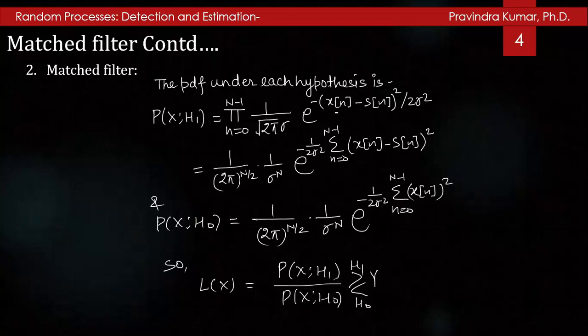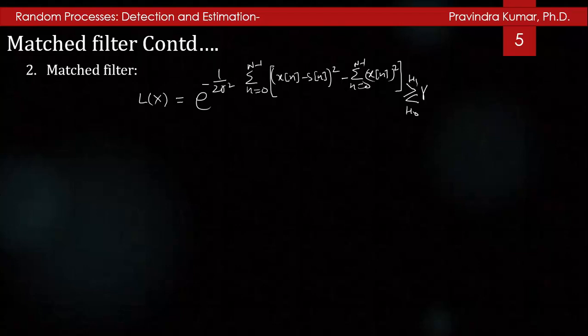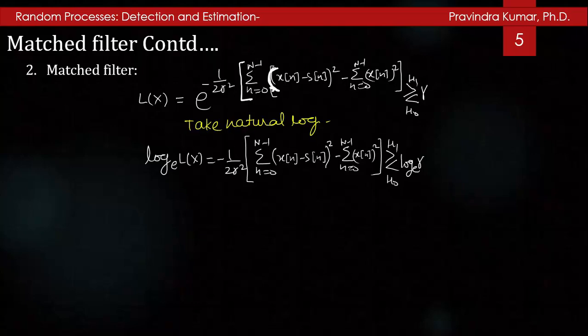So now the likelihood ratio, P(x; H1) divided by P(x; H0), is compared with the threshold value gamma. Here the likelihood ratio will be e to the power minus 1 by 2 sigma square times the summation n from 0 to N minus 1 of (x[n] minus s[n]) whole square minus the summation n from 0 to N minus 1 of x[n] whole square, greater than or less than gamma. Taking the natural log on both sides, the log likelihood ratio test will be: 1 by 2 sigma square, summation n from 0 to N minus 1 of (x[n] minus s[n]) whole square minus summation n from 0 to N minus 1 of x[n] whole square, greater than or less than log e gamma.